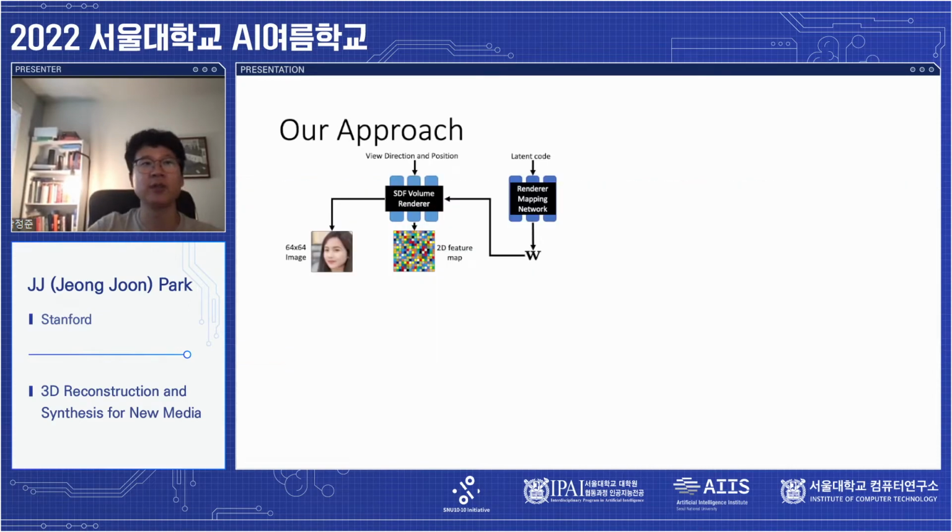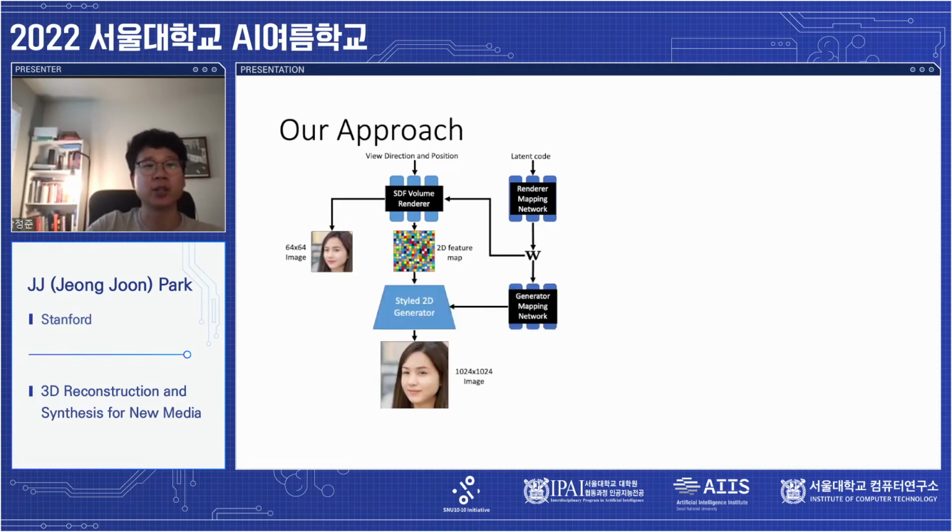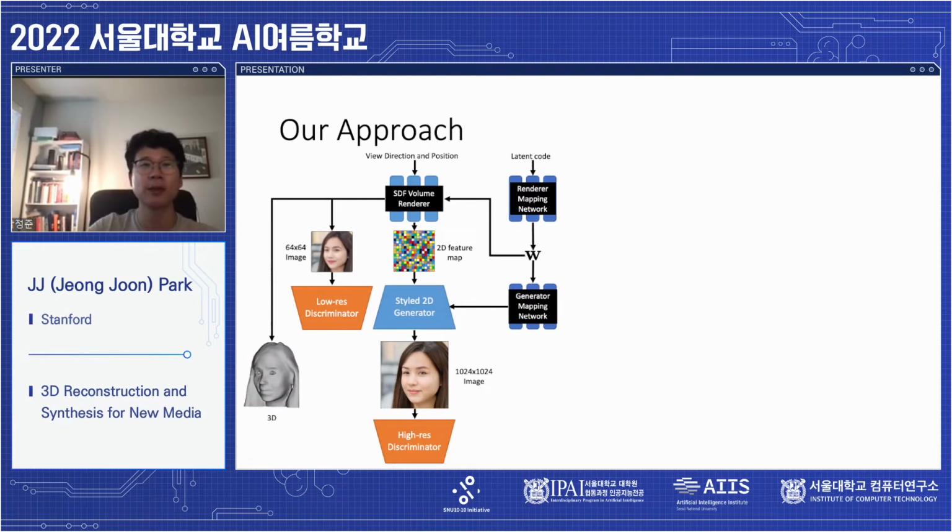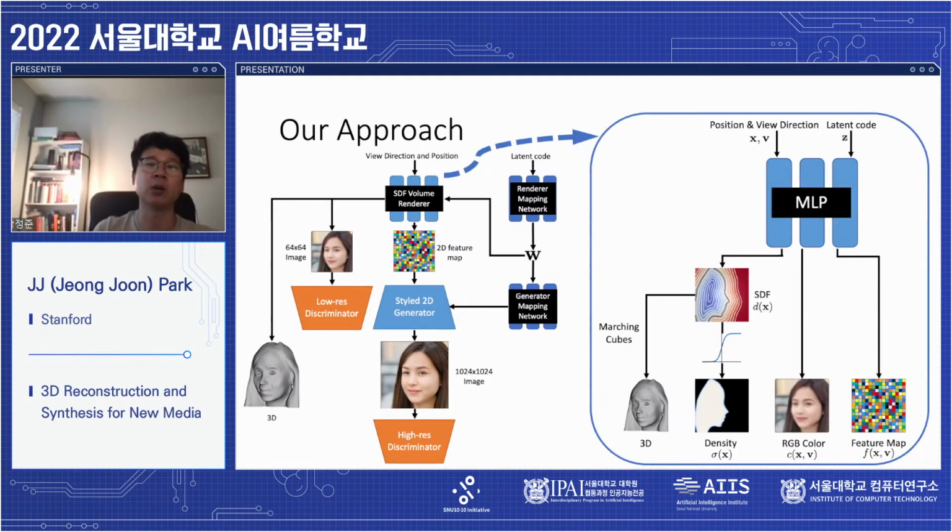So here's a brief overview. We take the latent vectors and the view direction positions and render the 2D feature maps, which can be upsampled by the style generators. And we have a discriminator to discriminate each of these outputs. And our backbone architecture is modeled with a signed distance function and also the appearance and the feature maps, which can be used to render the 3D scenes from multiple viewpoints.